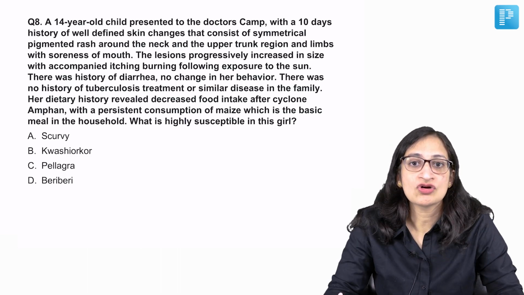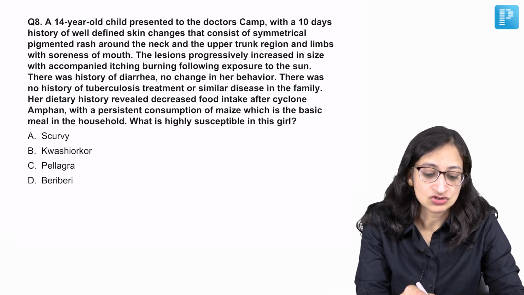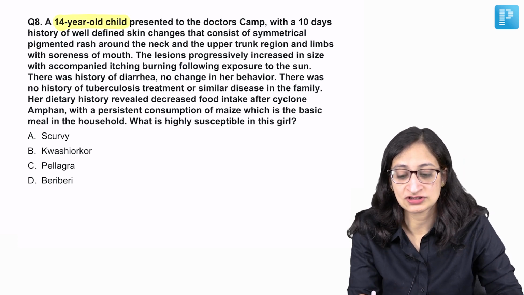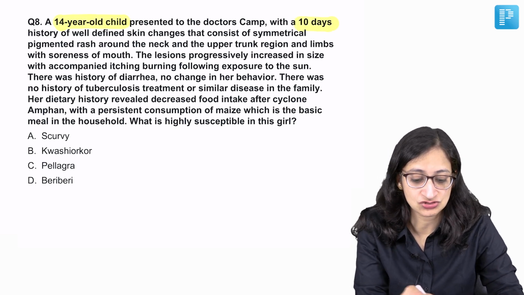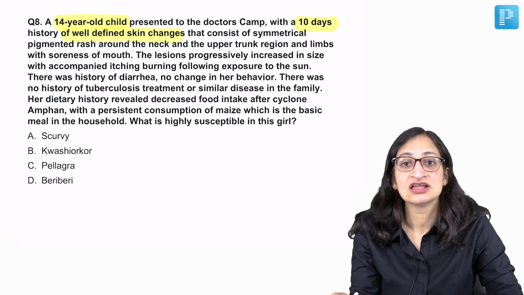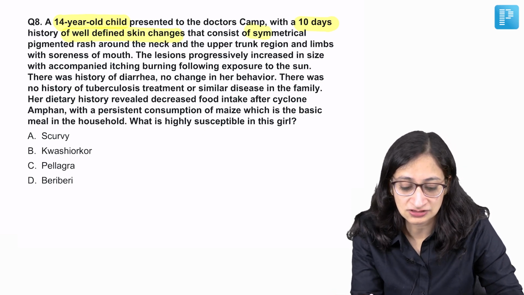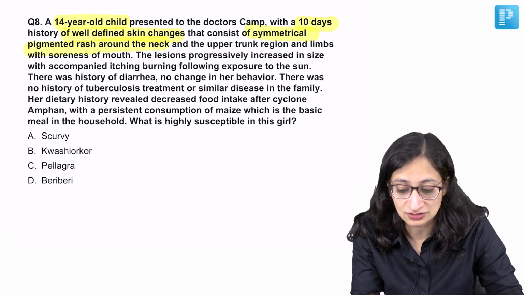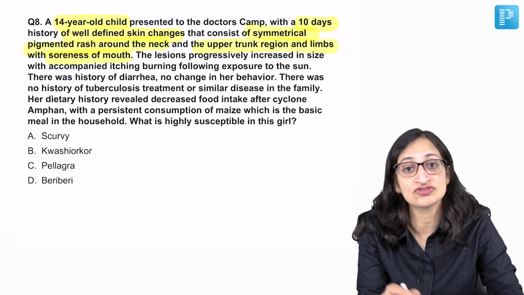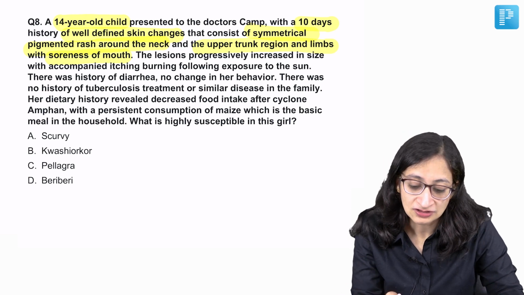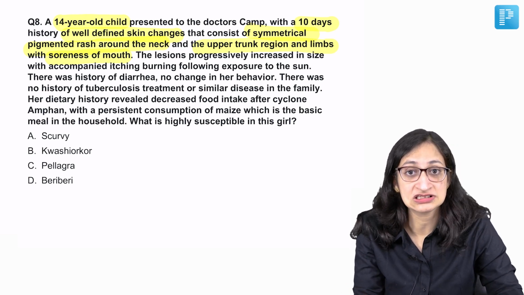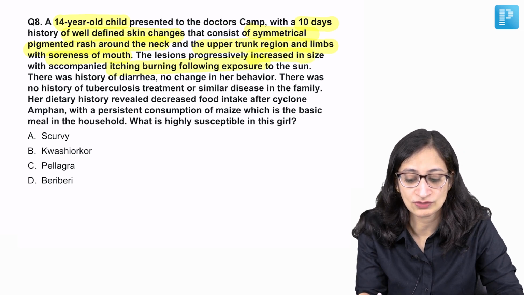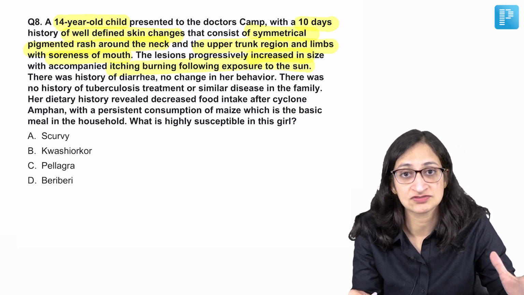Okay, so moving on to the next question. What we have here is a 14-year-old child who presented to the doctor's camp with a 10 days history of well-defined skin changes that consist of a symmetrical pigmented rash around the neck and upper trunk region and limbs, with soreness of mouth as well. The lesions progressively increased in size, and there is some itching and burning following exposure to sun. So there's some photosensitivity as well.